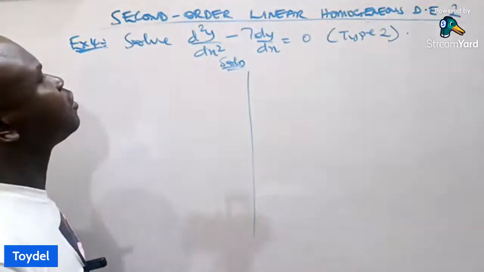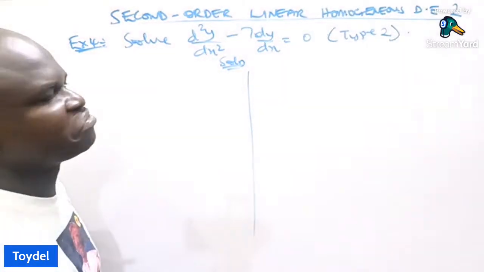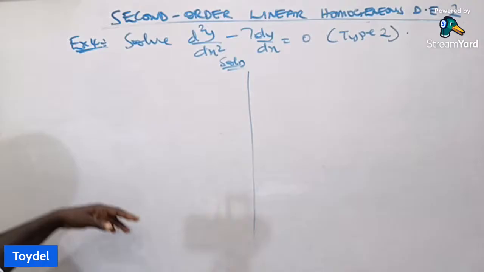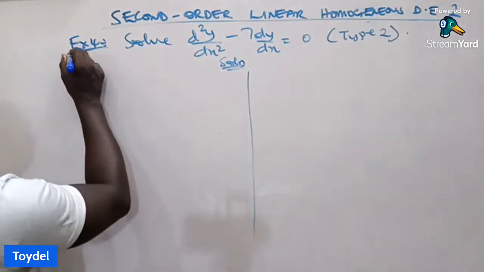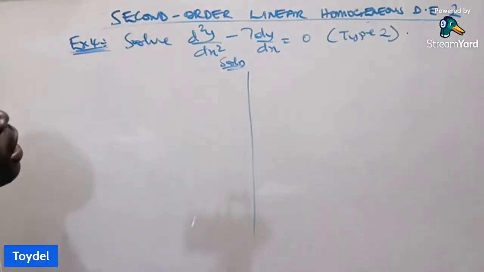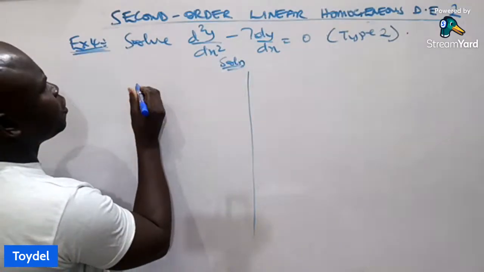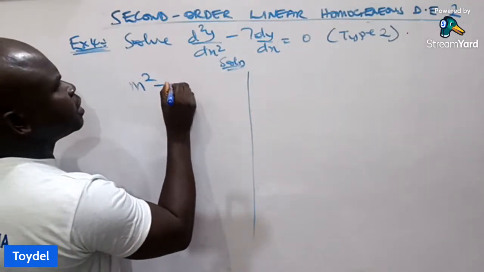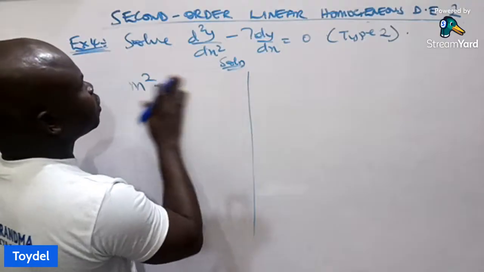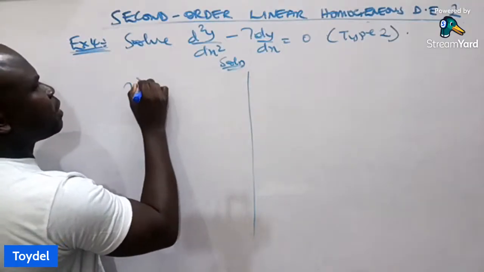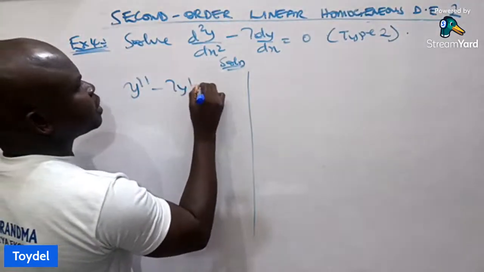We are still under second order linear homogeneous differential equation. We just want to continue with the examples and solutions of second order linear homogeneous differential equation. Like what we have here, this example 4. This is the same thing as y prime prime minus 7y prime is equal to 0.